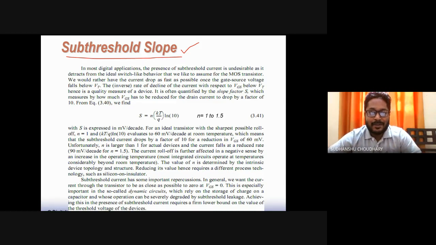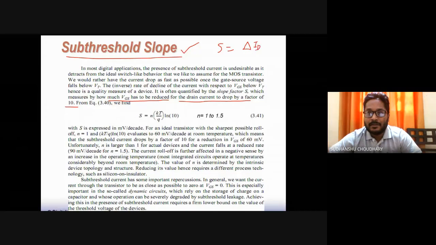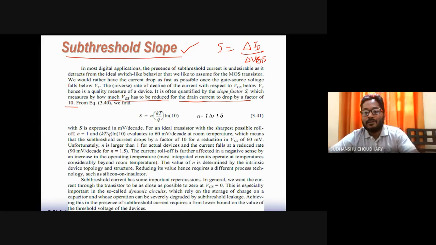This defines how much VGS should be reduced so that the drain current can be dropped by a factor of 10. That is given by the sub-threshold slope. Sub-threshold slope means, let's say, delta VGS by delta log ID. That is how much VGS I should reduce so as to reduce current by a factor of 10.